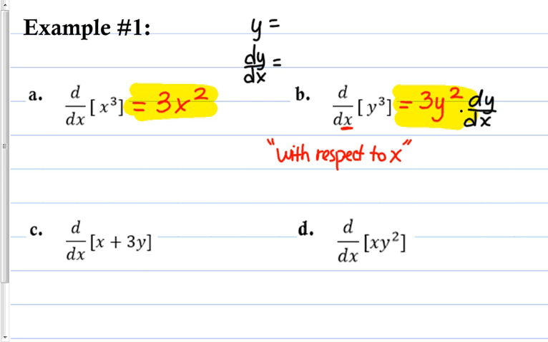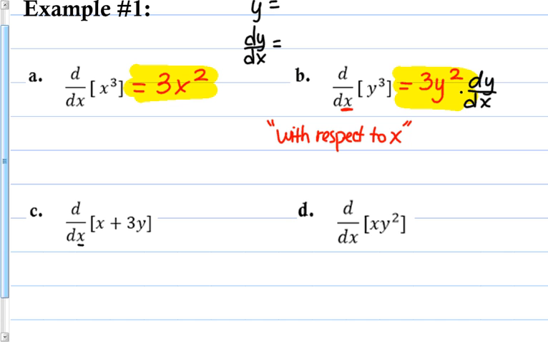Okay, C. I'm deriving again with respect to x. That little x tells me that's what I'm respecting here. So x plus 3y becomes, the derivative of x is 1, and then the derivative of 3y would just be 3. But because this is y and not x, times dy dx. And that's the derivative of that.